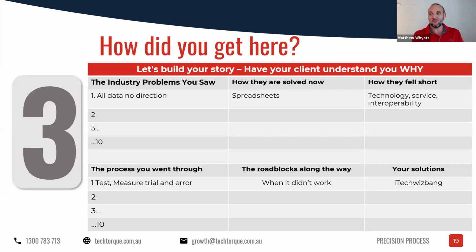So the problems of industry you saw, how they are solved right now. This talks to David's question earlier. How they fell short, the process you went through, agitation, the roadblocks along the way. What did you struggle with? And how did you solve it? Okay, so obviously a worked example.